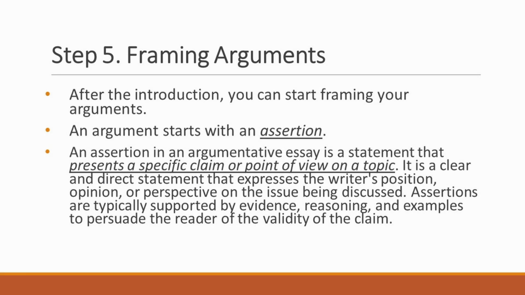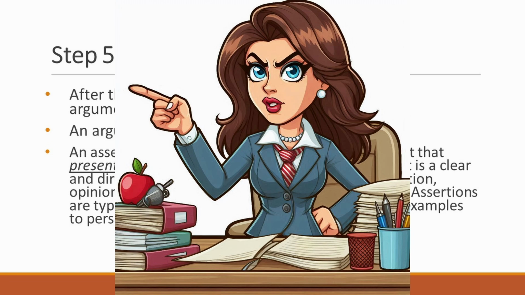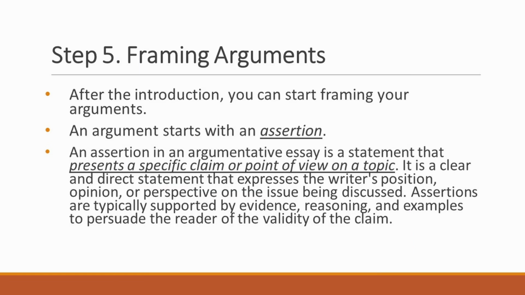Step 5. Framing arguments. After the introduction, you can start framing your arguments. An argument starts with an assertion. An assertion in an argumentative essay is a statement that presents a specific claim or point of view on a topic. It is a clear and direct statement that expresses the writer's position, opinion, or perspective on the issue being discussed. Assertions are typically supported by evidence, reasoning, and examples to persuade the reader of the validity of the claim.